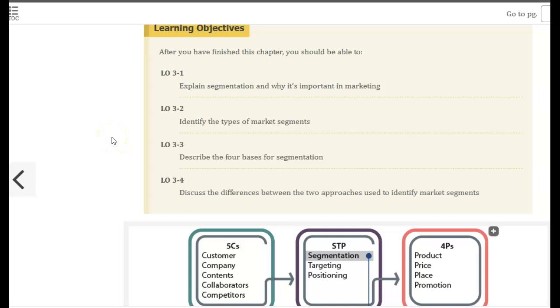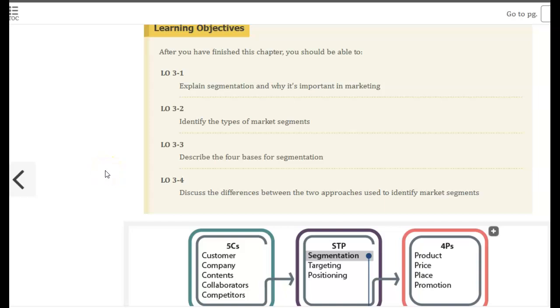Describe the 4 bases for segmentation. Again, that's just one approach. There are others out there, but it helps you put in perspective what it's all about. And then you want to discuss the differences between 2 of the approaches that they talk about in the text, and understand how those are used to identify market segments.